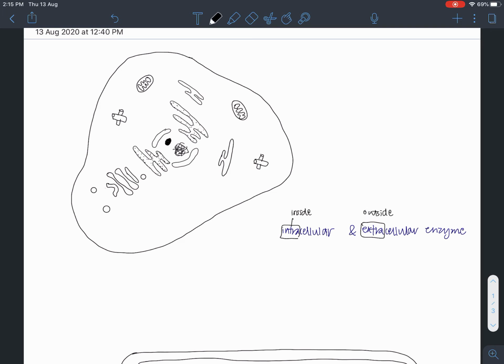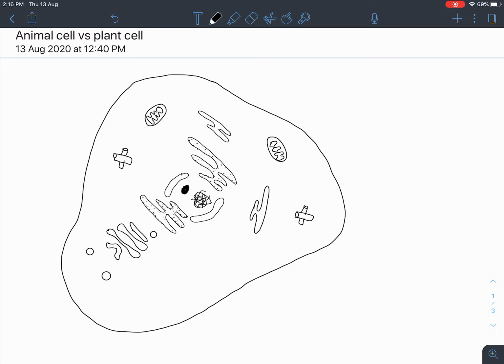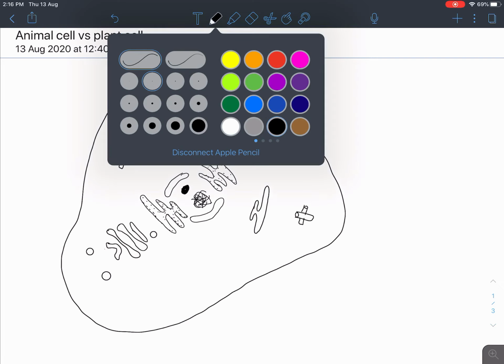So extracellular enzyme, when you produce it, you have to release it out of the cell for other cells to use. So I'll talk about the organelles which are involved in this process first.